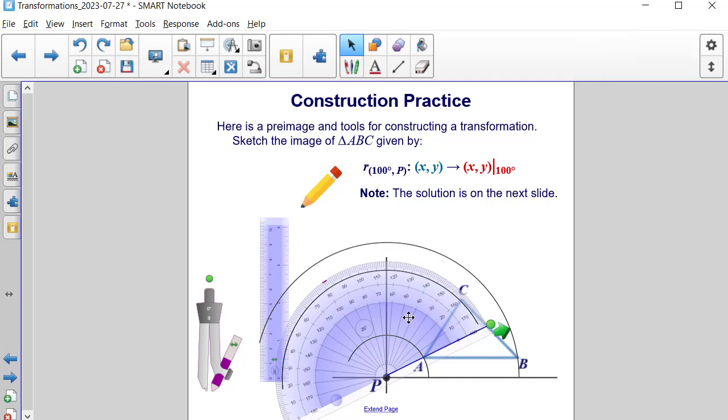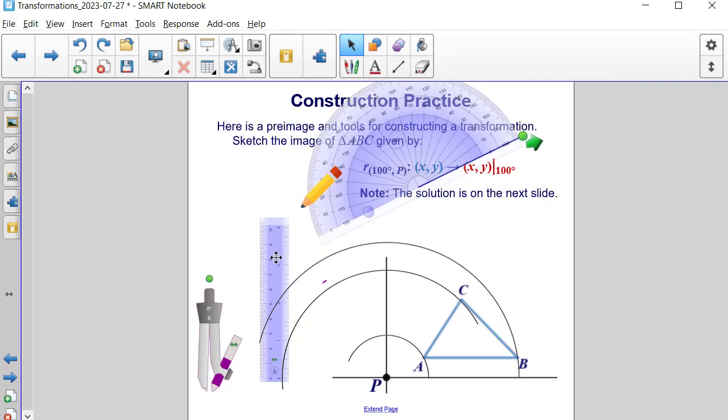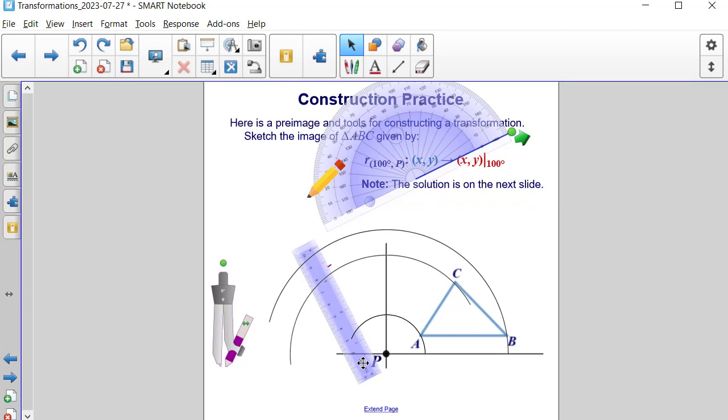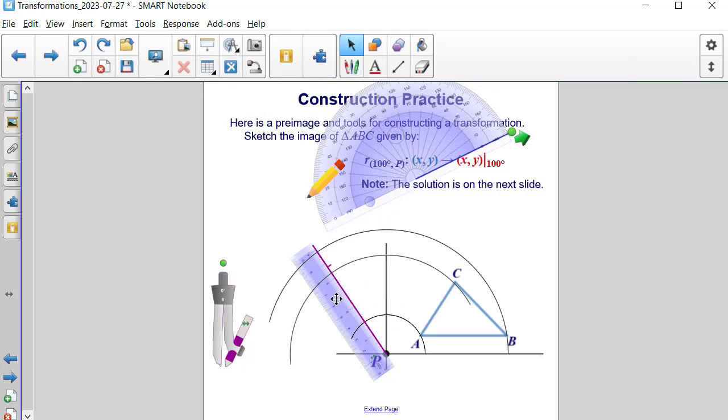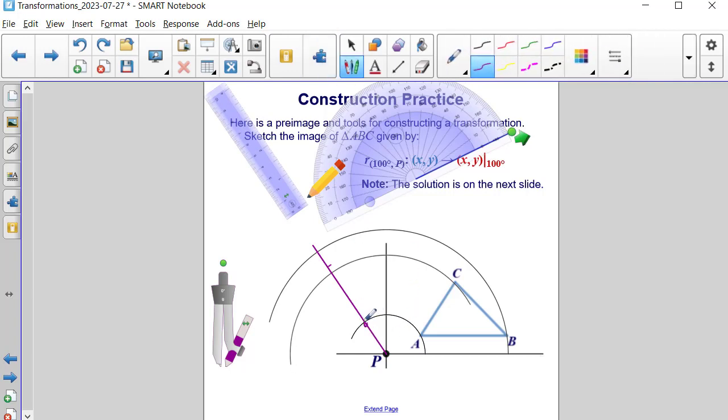And then I can move the protractor out of the way and bring my ruler in and try to connect point P with this new marking that we made. And then where our straight line that we drew intersects our first arc that corresponds to point A, that will be where A prime is located. And note that between A and A prime, we have a 100-degree rotation.